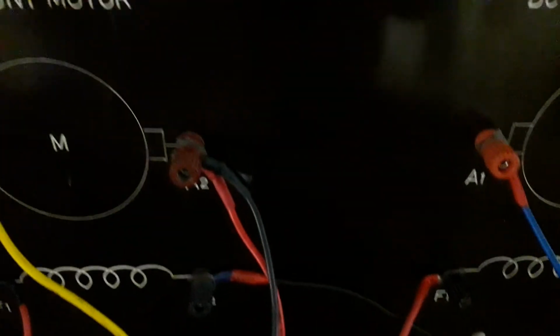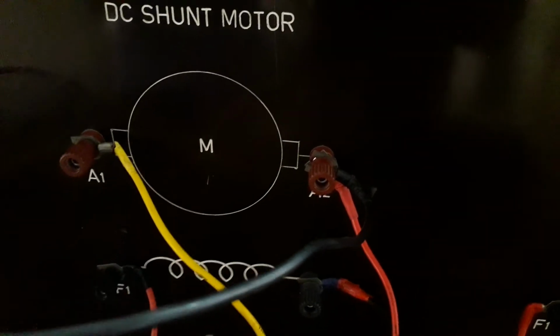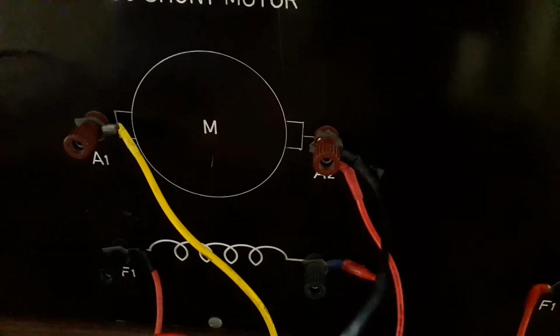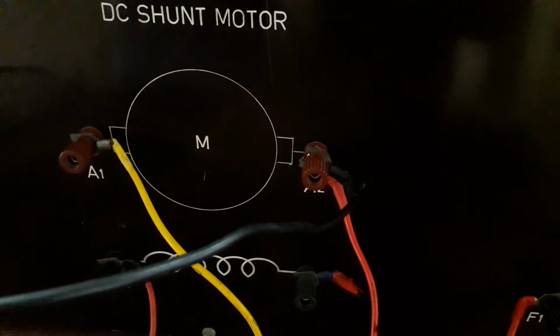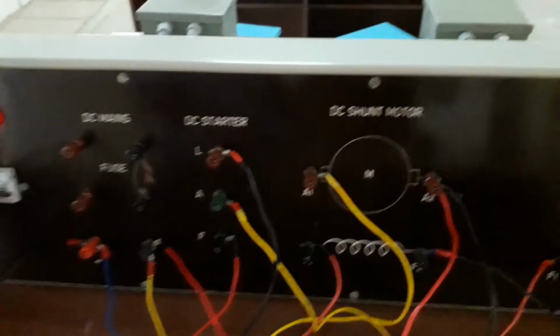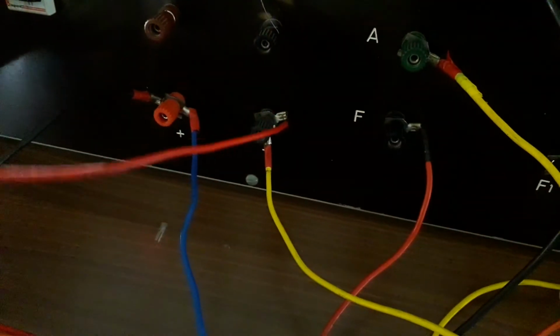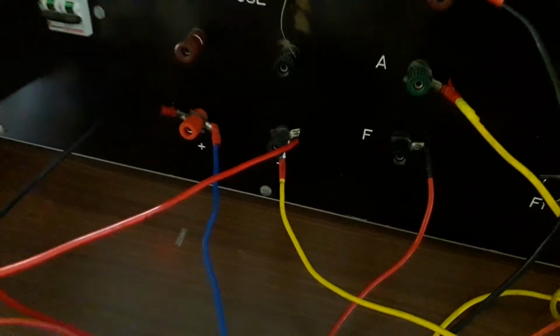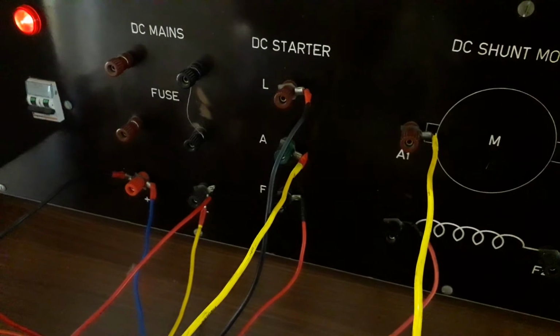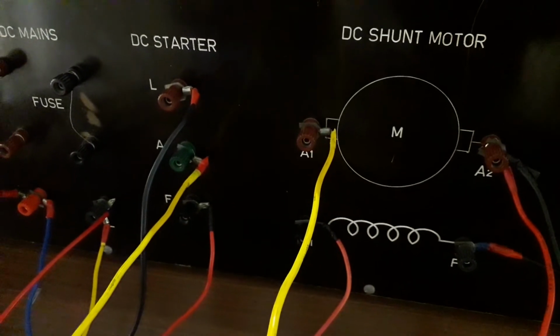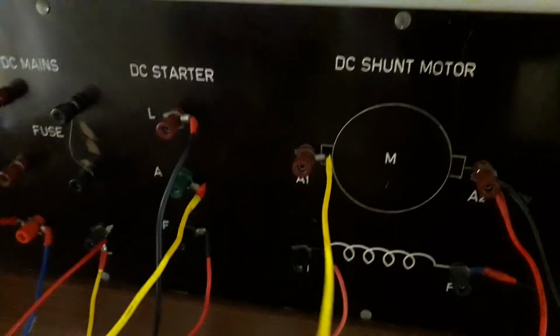it is given to your A2, right? That means your field winding and your armature are shorted together. F2 and A2 are shorted together. From A2, you are giving it to the negative terminal of the supply, right? Then the A terminal of the DC starter is connected to the armature terminal of your DC shunt motor.